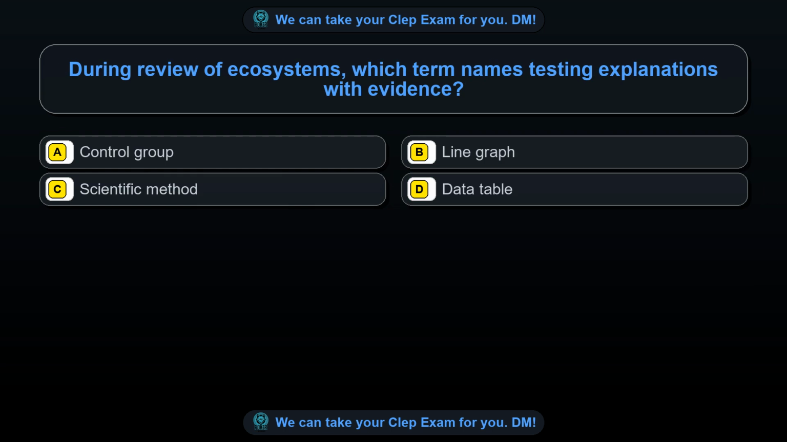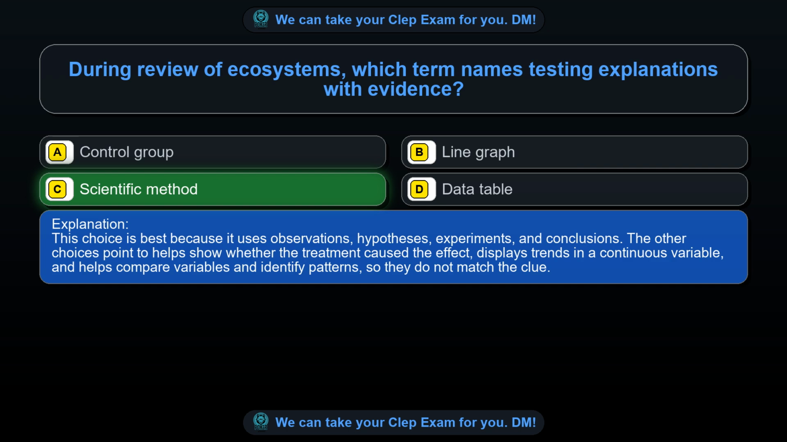Question 24. During review of ecosystems, which term names testing explanations with evidence? Option A, control group. Option B, line graph. Option C, scientific method. Option D, data table. The correct answer is option C, scientific method.